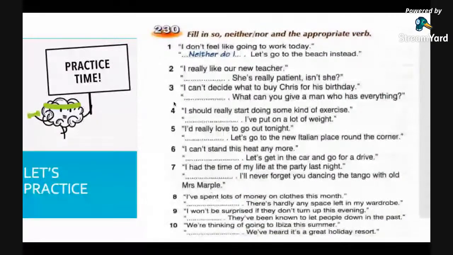direct speech. So you have 10 minutes to complete the task, and then we will check it together.